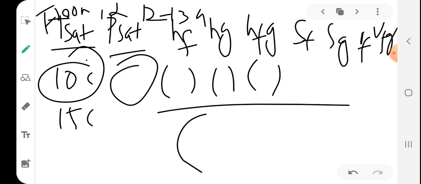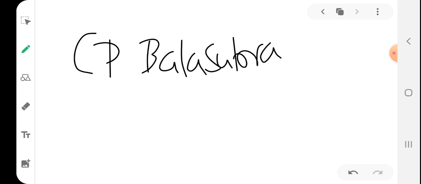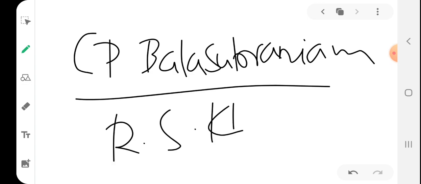So try to get a reference data book at the earliest. You can download some PDF copies from torrent or telegram, or it will be available, I think. Just try. Okay, so CP Balasubramaniam data book is there, or RS Khurmi is there. So just try to get any one of these data books.